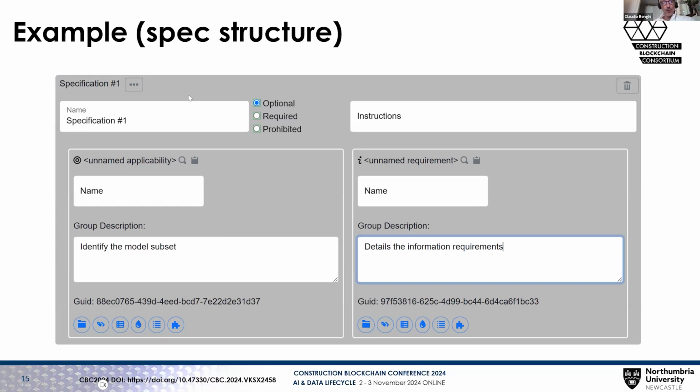Just as an example, quickly, a specification has a name and some instructions. It has an applicability clause and some requirements, as we said. The applicability identifies the model subset that we are going to test, and the requirements, of course, are all the details of the data requested.